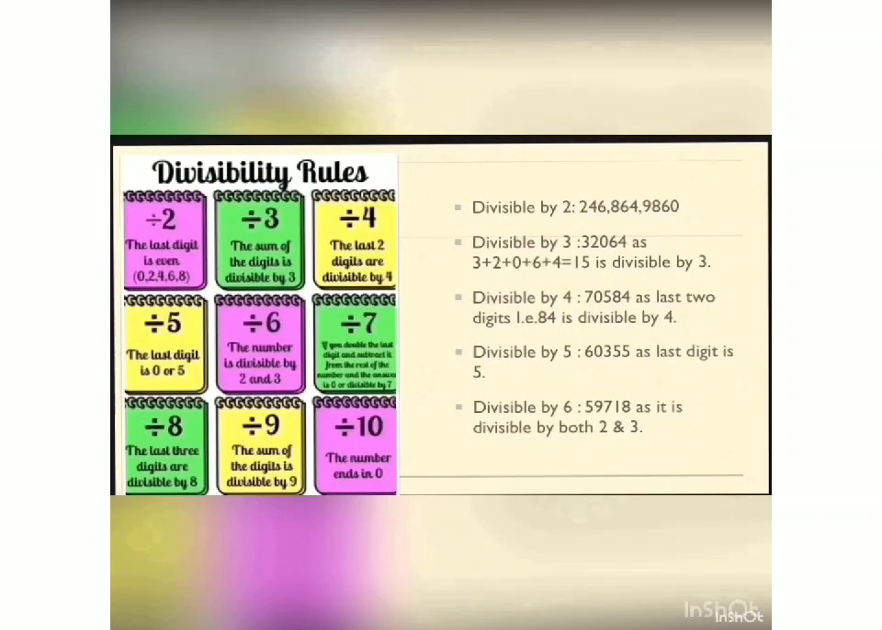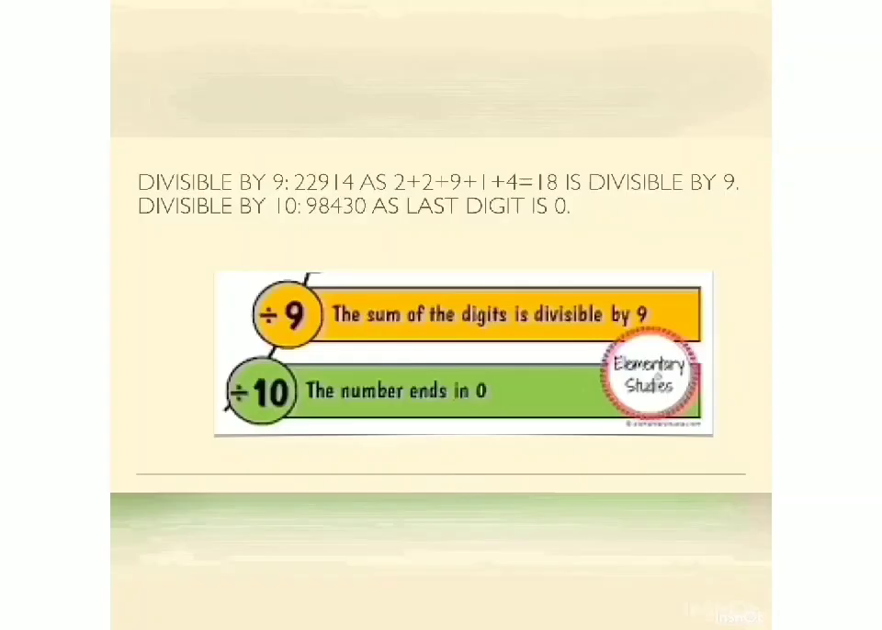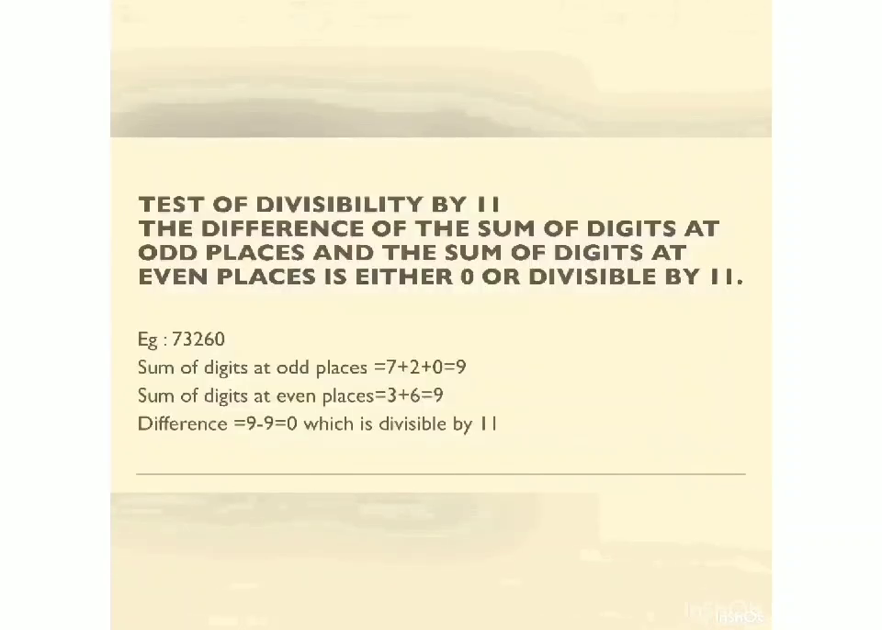Now we learn the divisibility test for 9 and 10. For 9, if the sum of the digits of the number is divisible by 9, the number is divisible by 9. You can see the example. And for 10, if the last digit of the number is 0, the complete number would be divisible by 10. Here are some examples to elaborate the divisibility tests of 9 and 10.